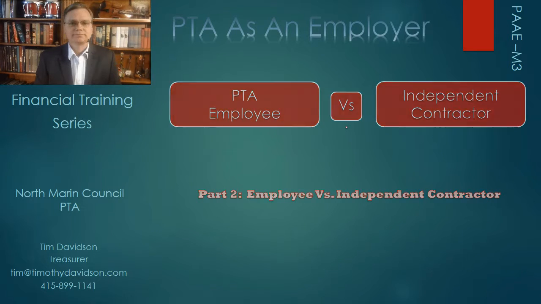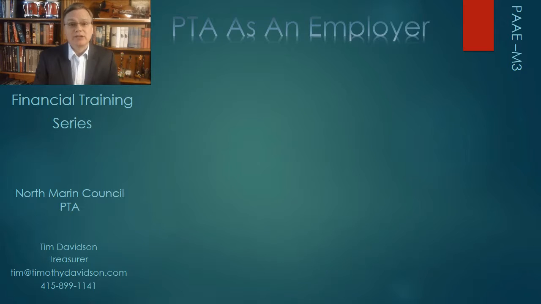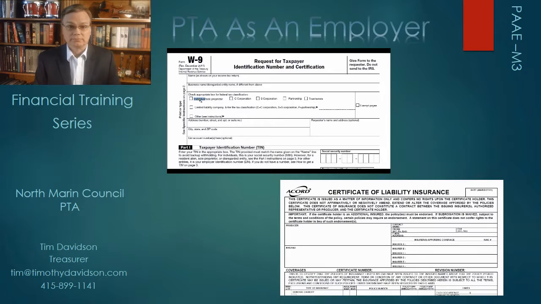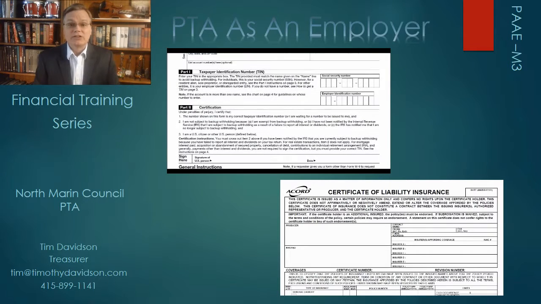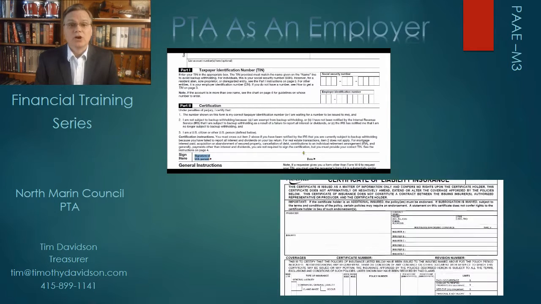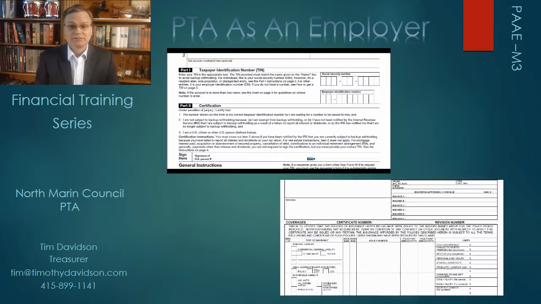When hiring an independent contractor, PTA should request a completed IRS Form W-9 from the worker and a copy of the worker's certificate of insurance. Form W-9 is used to request the correct name and taxpayer identification number of the worker, which is needed to complete IRS Form 1099 Miscellaneous and State EDD Form DE 542. The worker's taxpayer ID number could be a Social Security number or an employer identification number.